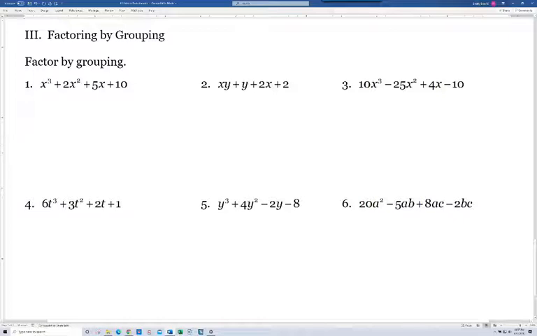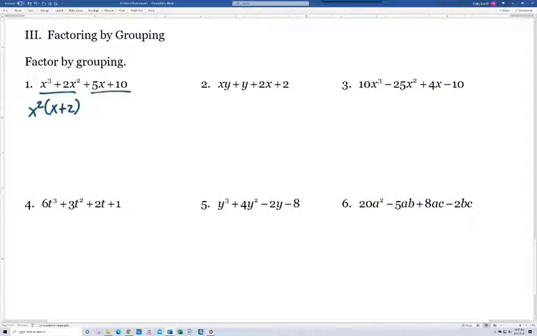If you look at number one, what we're going to do is group the first two terms, and now we're going to factor out the GCF. For x cubed and 2x squared, it would be the smaller of the two powers, which is x squared. So that's my greatest common factor. And now we're basically doing the distributive property in reverse. What times x squared gives you x cubed? Well, that would be x. And then what times x squared would give you 2x squared? That would be 2. And so we have x squared times the quantity x plus 2.